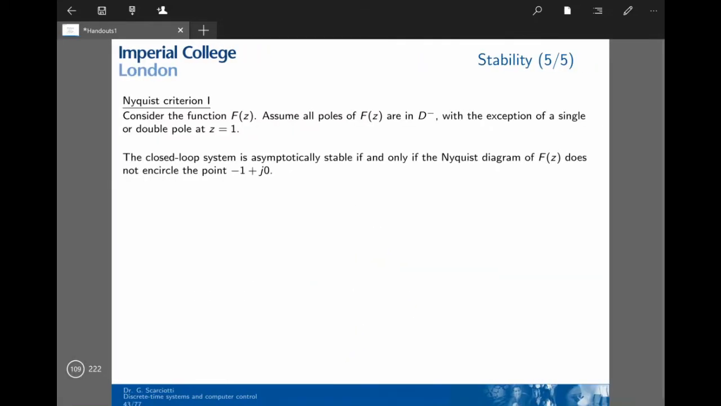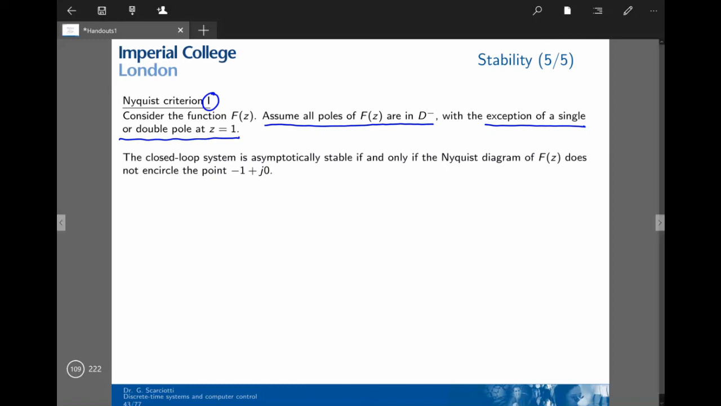Now we can use the Nyquist criterion to assess the stability of the system. We consider the function f of z, and for the first version of the criterion, we assume that all poles of f of z are in D minus. So the open loop transfer function has poles in the good part of the plane. There is an exception, and the exception is that there may be one or two poles at z equal to 1. So we can allow up to 2 poles at z equal to 1. If there are more than 2 poles at z equal to 1, then this criterion does not work.